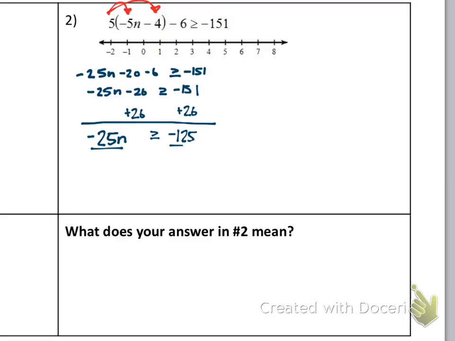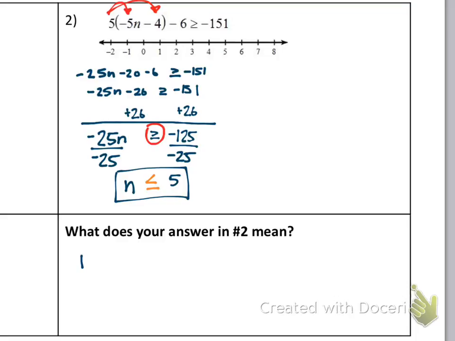Now this one, be very careful. When we divide by -25, we need to make sure that if we divide by any negative number, we take this sign here and we have to flip it. So watch what happens here. I'm going to rewrite it. You see? So instead of greater than or equal to, it is now less than or equal to. So we got n is less than or equal to 5. Okay?